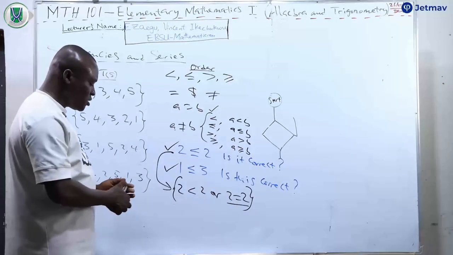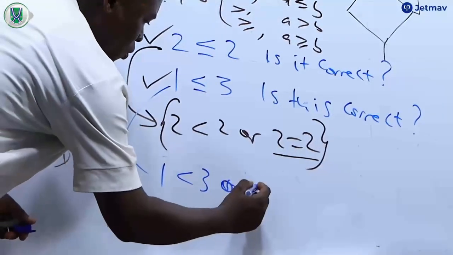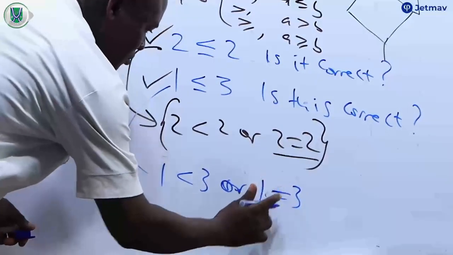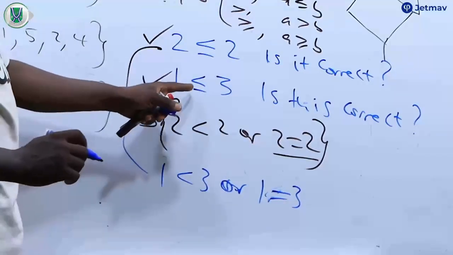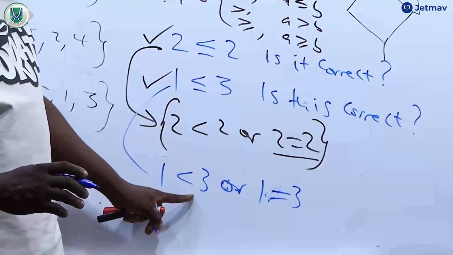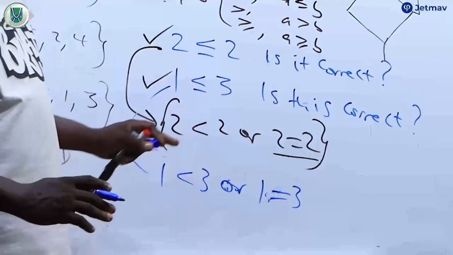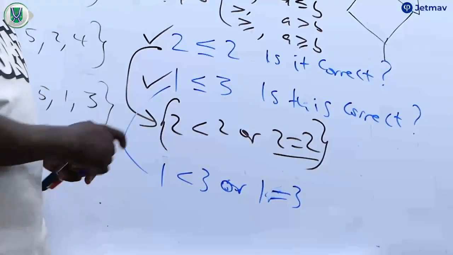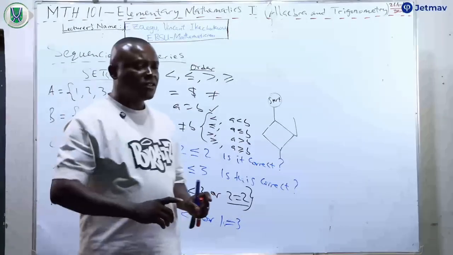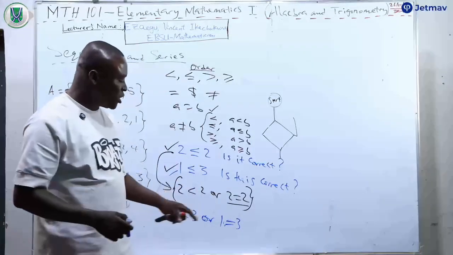Now, the next one is 1 is less than 3 or 1 is equal to 3. It is correct. 1 is less than or equal to 3. In a broader form, I can write it as 1 is less than 3 or 1 is equal to 3. Explicitly, this is correct, but in compact form of writing, I can write 1 is less than or equal to 3. It is correct because 1 cannot be less than 3 and also be equal to 3. So only one is happening there. So 1 is strictly less than 3.